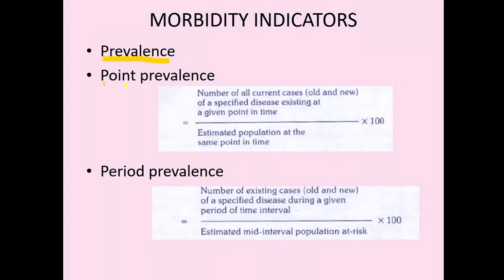Prevalence is again 2 types. One is point prevalence, the other one is period prevalence. In incidence it was new cases, here it is old and new cases for prevalence. So old and new cases at a specified point of time. It is a period prevalence, it is a mid-interval population at risk. So that is the period prevalence.